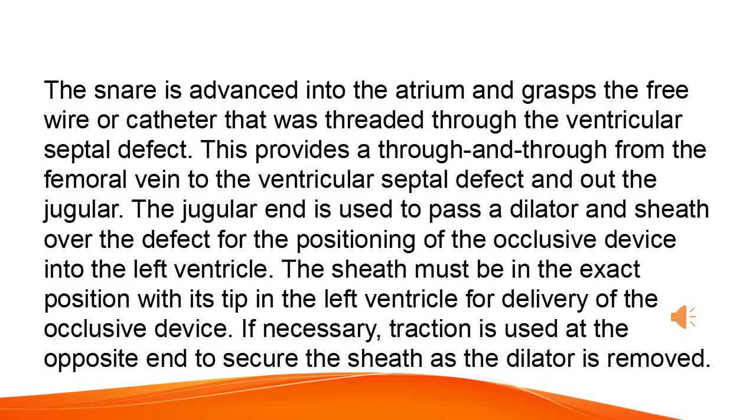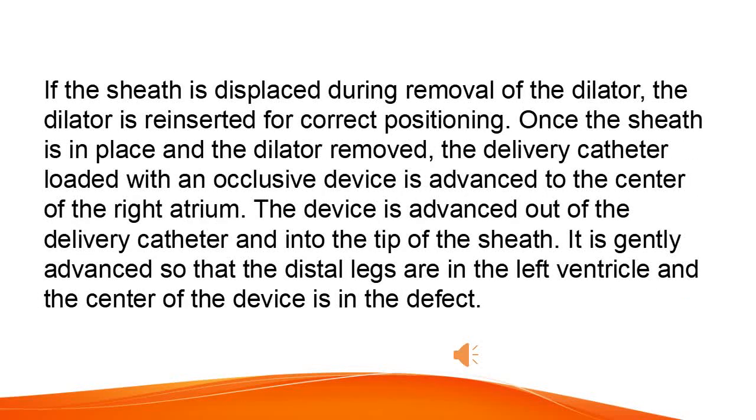The sheath must be in the exact position with its tip in the left ventricle for delivery of the occlusive device. If necessary, traction is used at the opposite end to secure the sheath as the dilator is removed. If the sheath is displaced during removal, the dilator is reinserted for correct positioning. Once the sheath is in place and the dilator removed, the delivery catheter loaded with an occlusive device is advanced to the center of the right atrium.